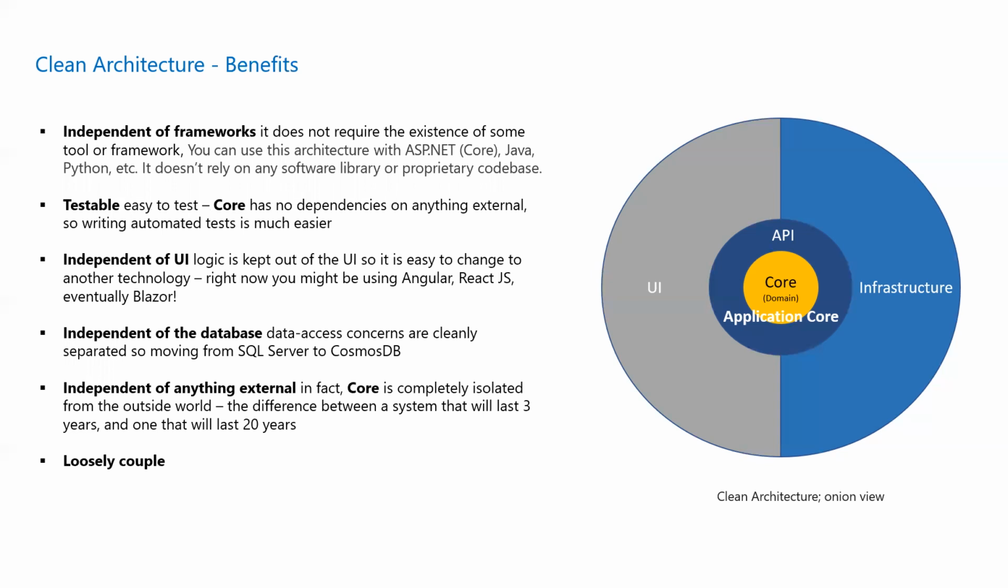Let's take a look at the underlying benefits of the clean architecture. The first one is independence of the framework. When I say independent of the framework, this clean architecture should not depend on any technology or any framework. It will work for .NET Core, Java, Python, Node, any technology you pick. The clean architecture should be applied to any of those technologies.